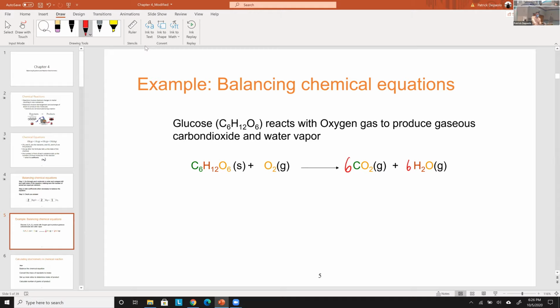So let's see what goes on. Let's just see. So you have oxygen 6, oxygen 2. That means oxygen 8. There's 8 oxygens on the left. On the right, you have 12, and then you have 6, which is 18. You have 18.